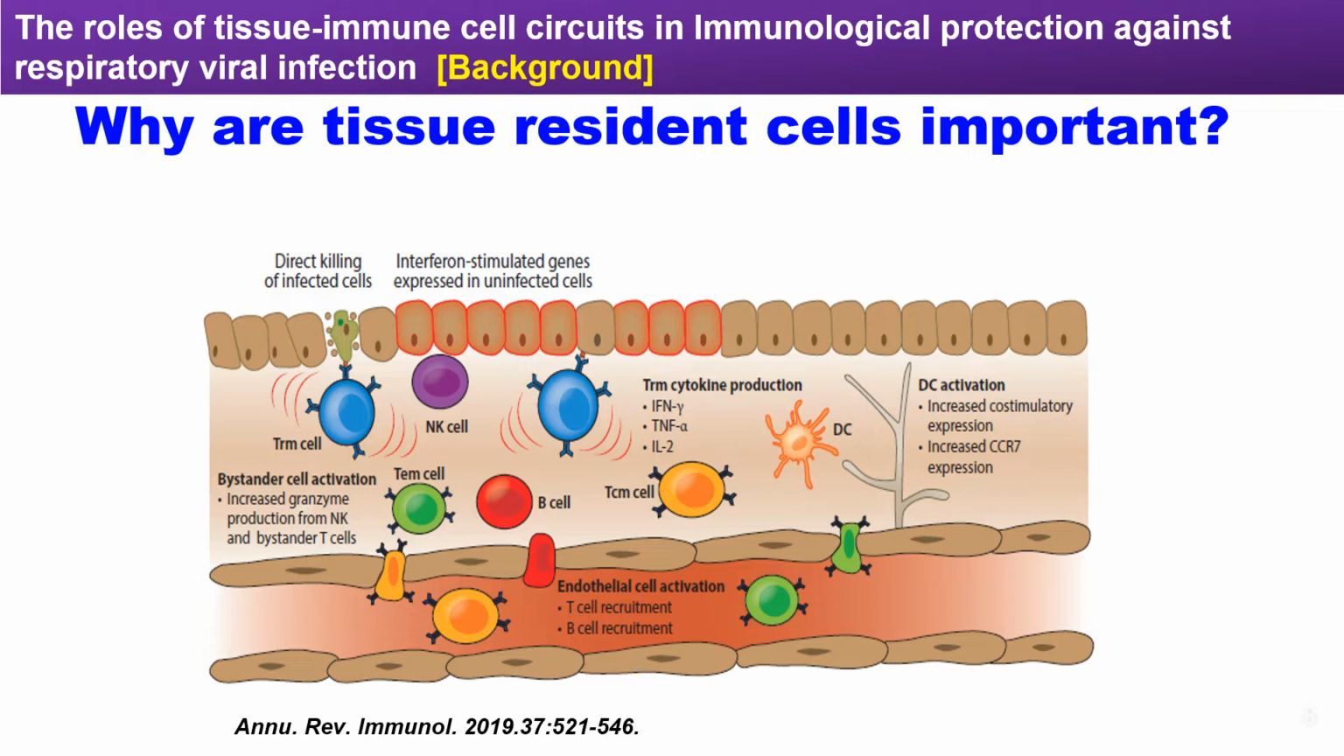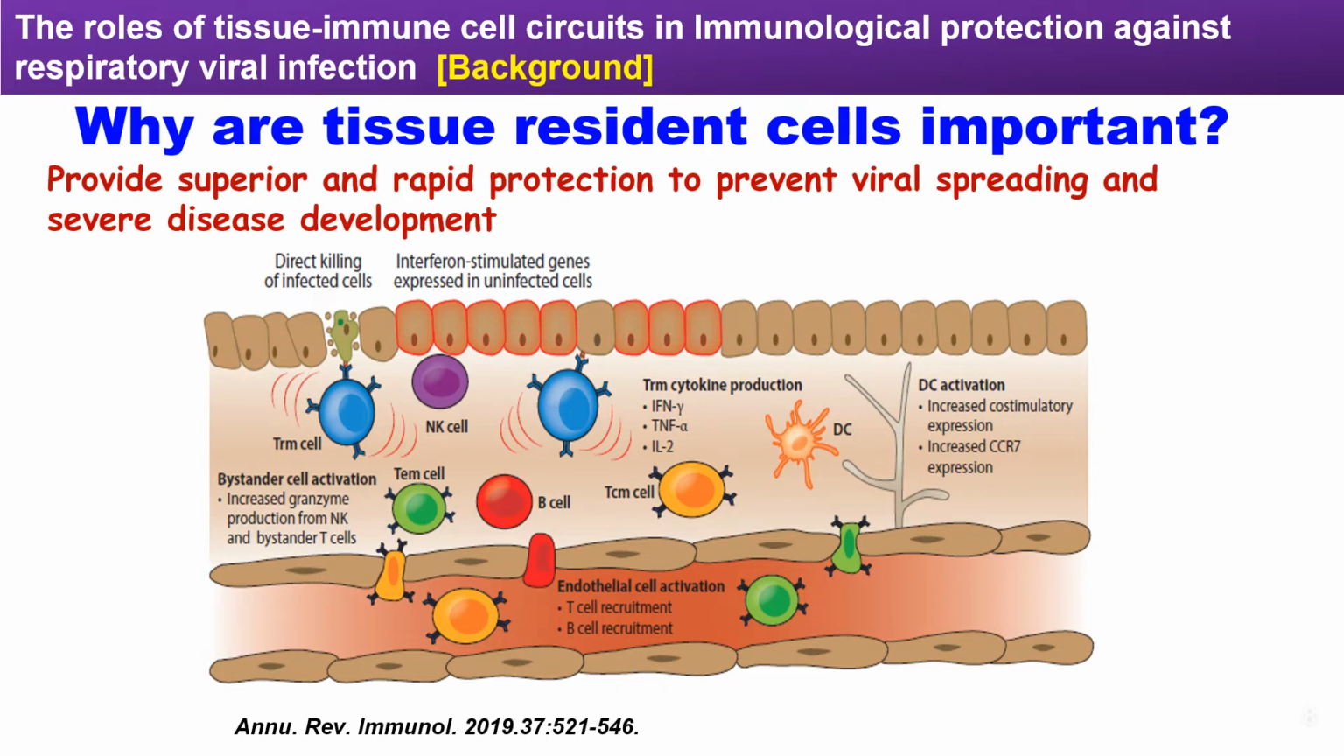Now we are wondering, how important are those TRM cells? First, when the same pathogen invades the tissue again, the TRM cell responds immediately and kills the infected cell. At the same time, they secrete active cytokines to recruit other immune cells like B cells, CD4 T cells, and dendritic cells. So TRM cells provide superior protection to prevent viral spreading and severe disease development very rapidly.